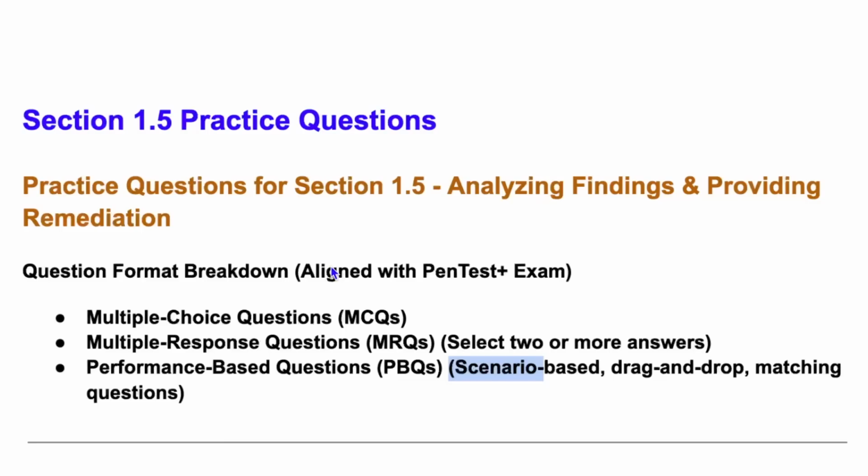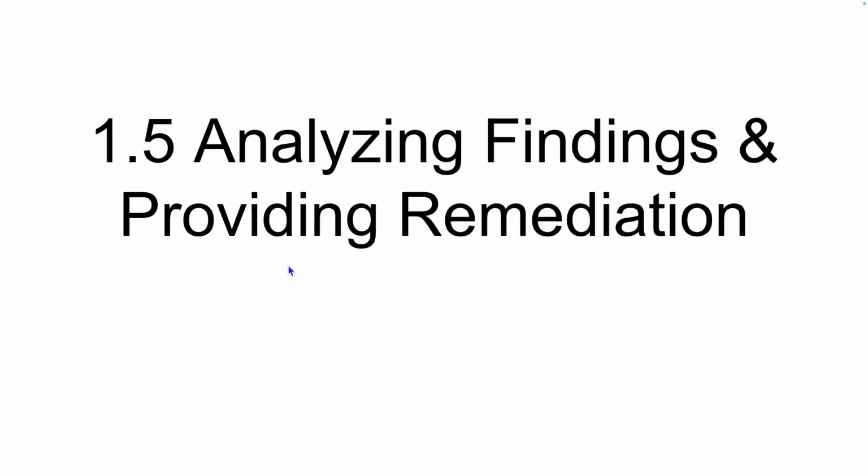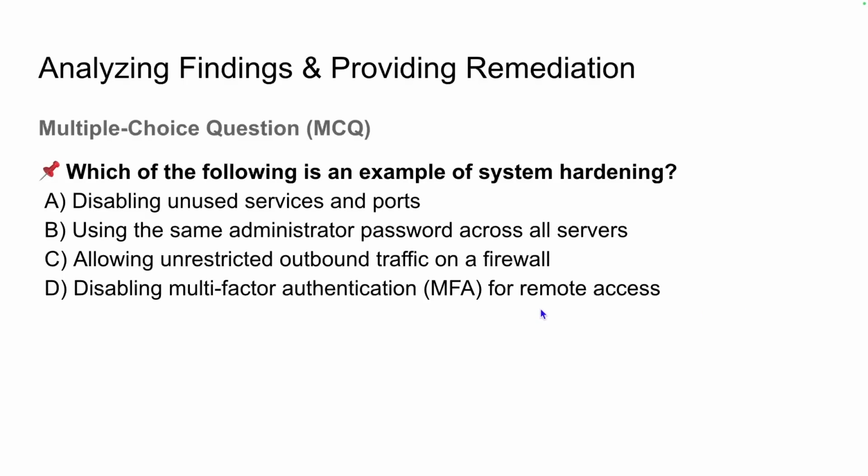So for now, we're going to go through the practice question slideshow. All right, so here we go, analyzing findings and providing remediation. So first question is multiple choice. Which of the following is an example of system hardening? Disabling unused services and ports, that's great.